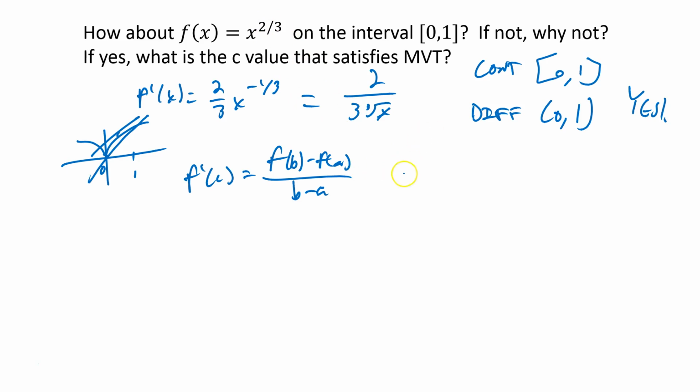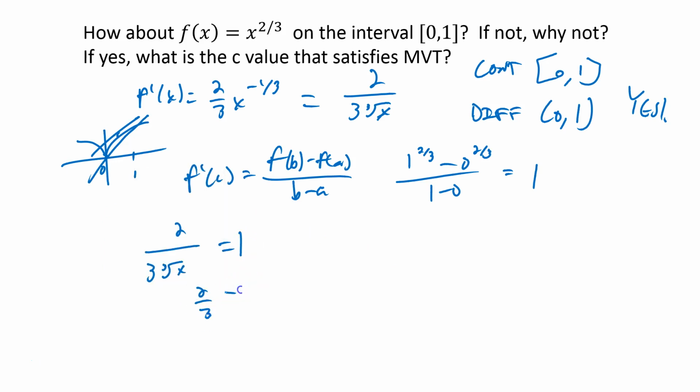So we have f of b, which is 1 to the 2/3, minus 0 to the 2/3 over 1 minus 0. That's 1 minus 0 over 1 minus 0. That's 1. Okay, so we have a slope of 1. Now we have to make the derivative equal to that. So we have 2 over the 3 cube root of x. We want that to be equal to 1. Okay, so let's multiply by cube root of x. So we have 2/3 equals the cube root of x. And then cube both sides. So we have 8/27 equals x.